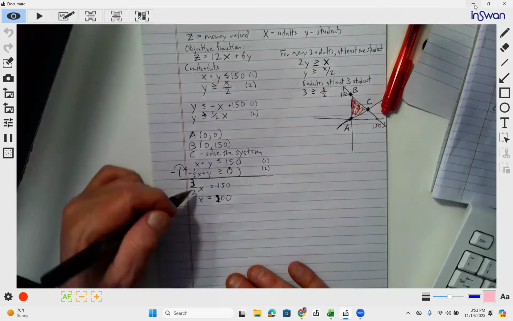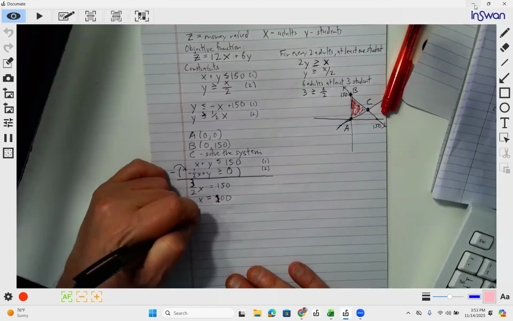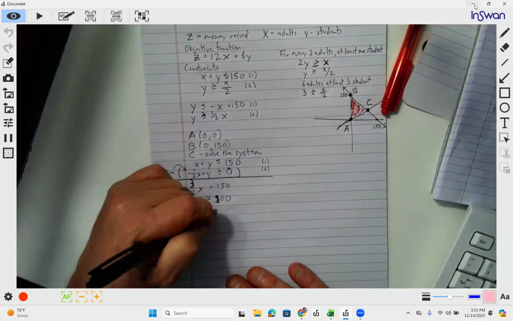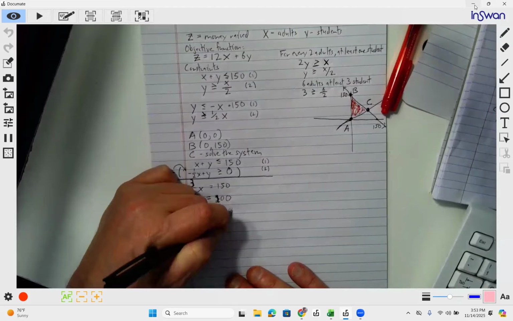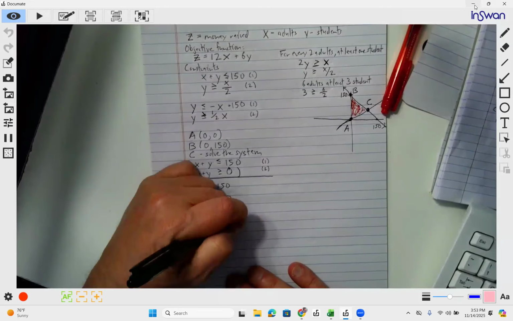Now we have to solve for y. Well, if x is equal to 100, y is equal to 1/2 x, which is equal to 50. So we have our third point. Our third point is 100, 50. That's what this point is right here.